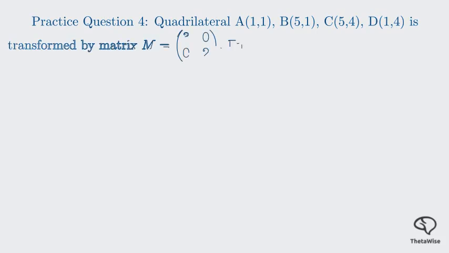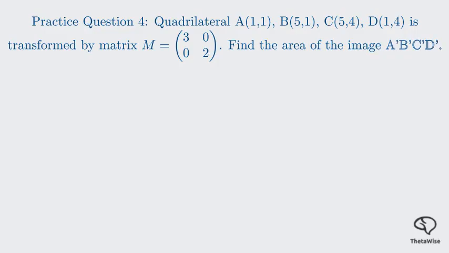Question 4. The quadrilateral ABCD with vertices A(1, 1), B(5, 1), C(5, 4), and D(1, 4) is transformed by the matrix [[3, 0], [0, 2]]. Find the area of the image. Pause the video and calculate the area.